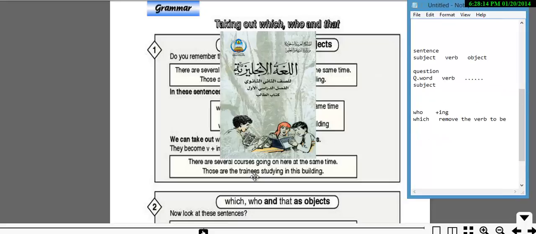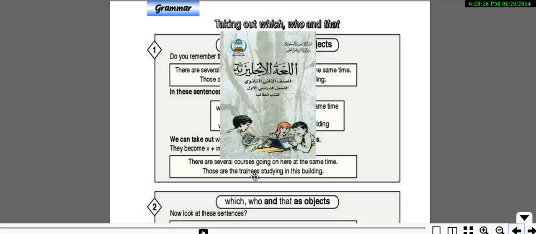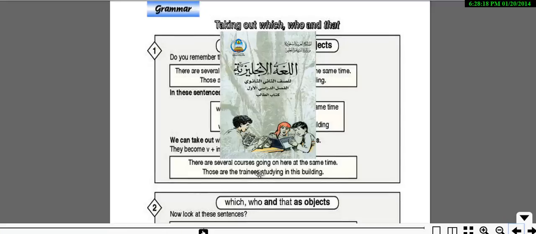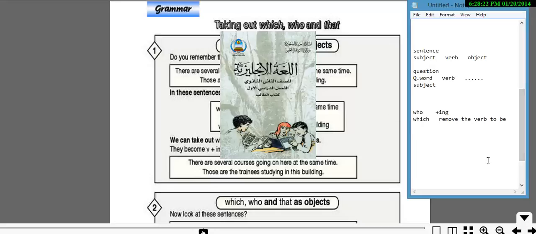Okay. Now, what is the actual benefit of using who, which, and that? Well, basically, maybe you're trying to connect two clauses, or two parts of a sentence. For example, there are several courses. Okay, that's one sentence. And then there's another sentence going as: the courses are going on here.